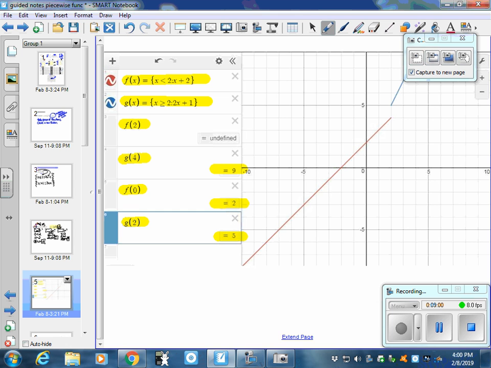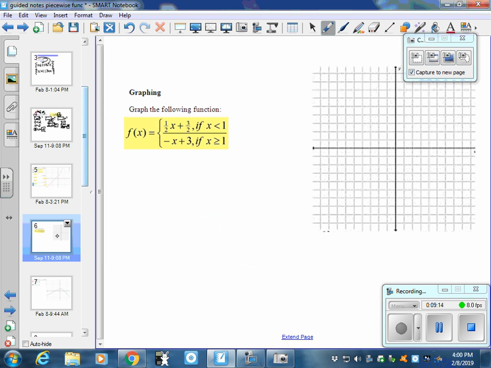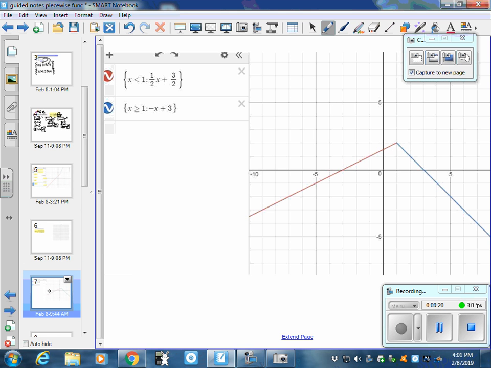So this is how you can do these on Desmos using your piecewise functions. And it graphed it, and so you've got the graph, and then you've got it plugging in. Okay, so that is my next one. So now we're going to go and actually just put these in Desmos. So you're going to key in this into Desmos. So you're going to put your x less than 1, the colon, 1/2 x plus 3/2, and then do the other one, x greater than or equal to 1, colon, minus x plus 3.